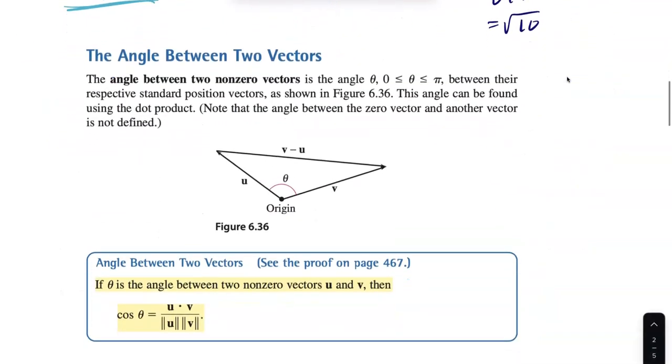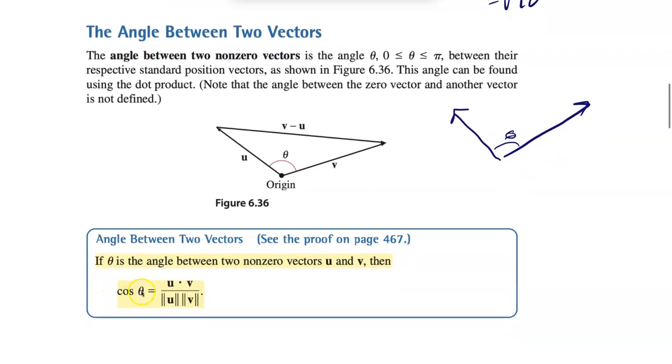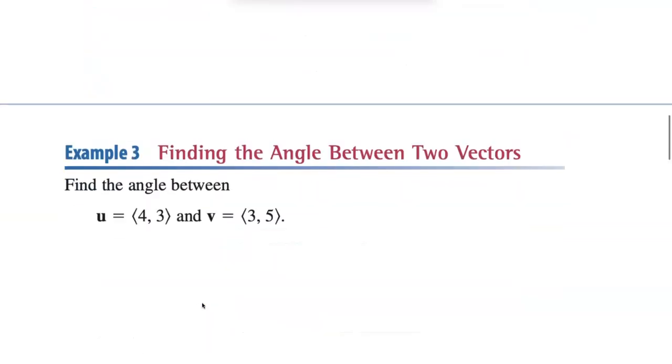How about the angle between two vectors? This is where dot product comes in handy. If we want to find the angle between two vectors, we're talking about tail to tail, like that. That's the angle between two vectors. When two vectors are going opposite directions and their tails are not together, it's tail to tail. We can find the angle between those two vectors by using this formula. Cosine theta equals u dot v over the magnitude of u times the magnitude of v. That's it. Let's do an example real quick.